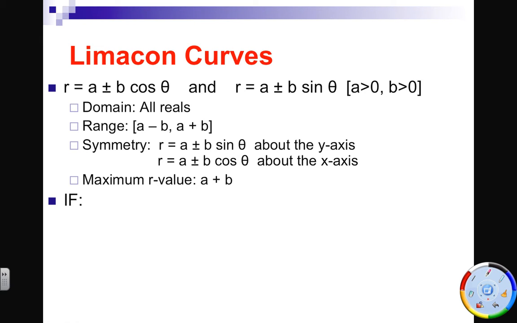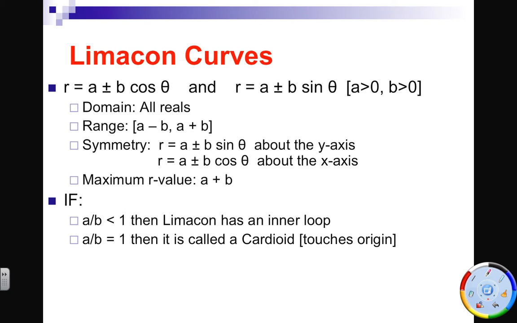Big if here. If a over b is less than 1, then we have an inner loop. There are 3 different types here. If a over b is equal to 1, then it's called a cardioid. And if you look at this word, it might look a little familiar because the first 6 letters are cardio, and cardio represents heart. So this one should look a little bit like a heart.